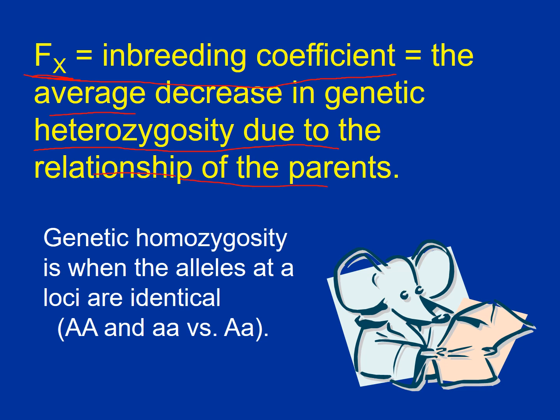At any one locus, you can have a heterozygous genotype or you can have homozygous genotypes. If an animal is shown to be 10% inbred, it means that the number of heterozygous genotypes has been decreased by 10%. The inbreeding coefficient is the average decrease in genetic heterozygosity, so you're going to have more homozygous genotypes.